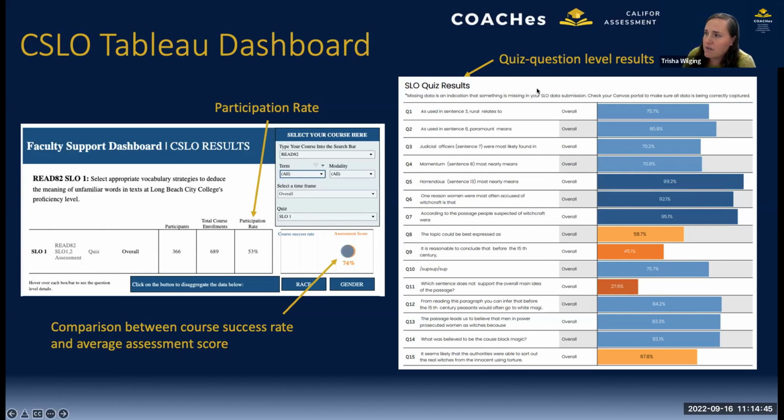And Tableau allows us to break down the quiz, and we get question level results. So we can see where the areas of strength and weakness lie. Clearly, our students are still struggling to identify a main idea and to differentiate that between the supporting details and the other skills. Sometimes they struggle with inferences as well.